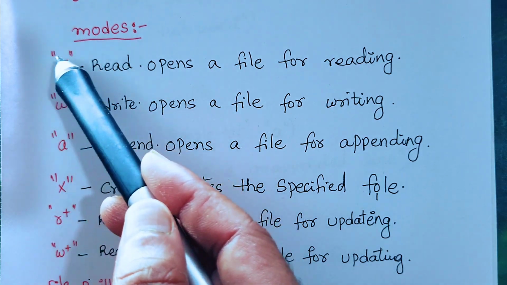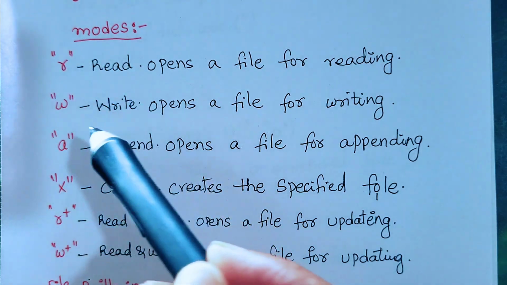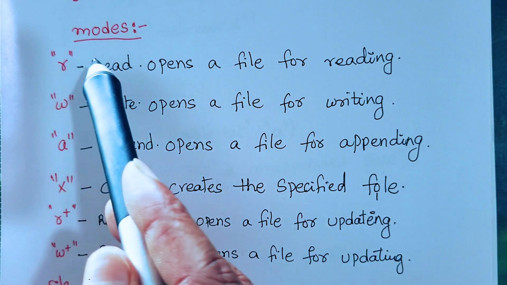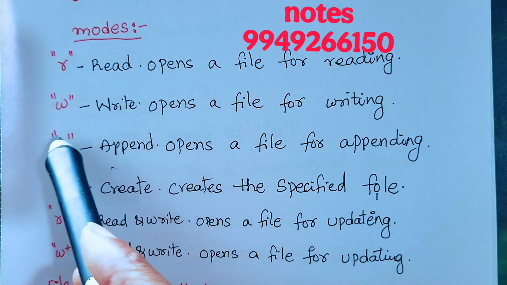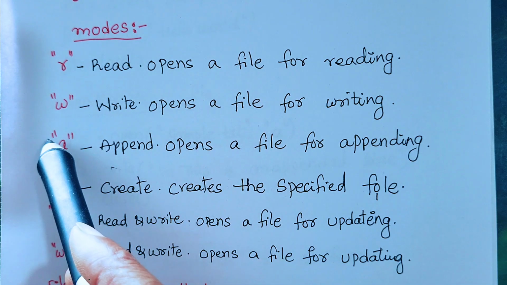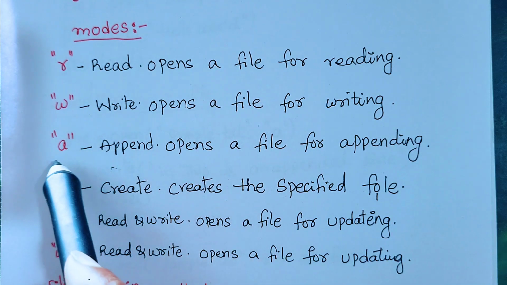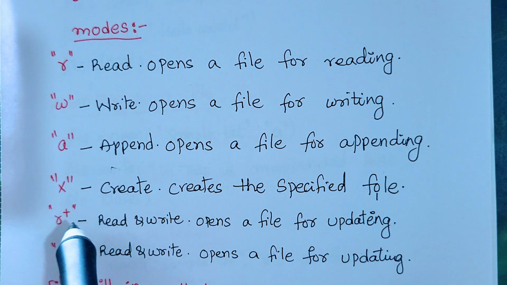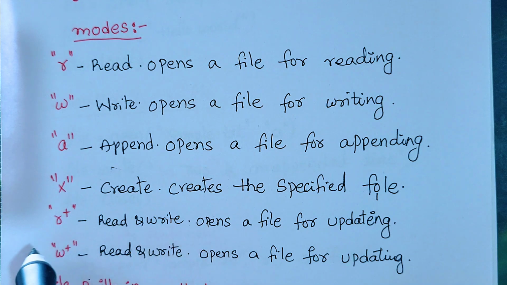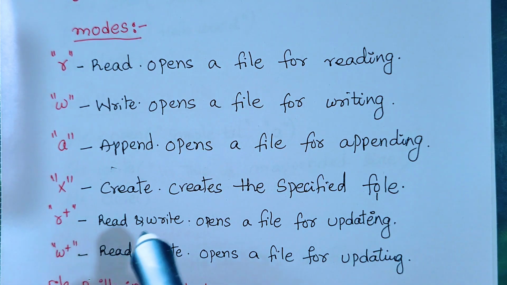What is meant by R? R means read. What is meant by W? W means write. What is meant by A? A means append. X is used to create. R plus means read and write. W plus means read and write. So guys, one of the important points.